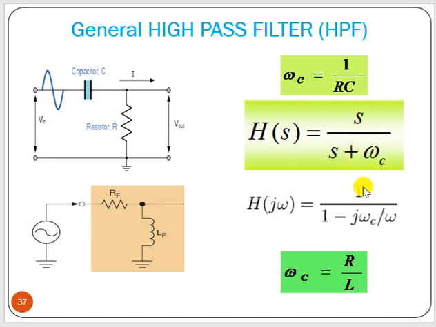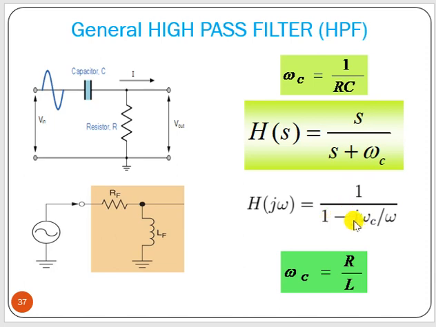So now we can find out this value. If we put S equal to j omega and divide by j omega again, then it will be 1 and 1. Now here we will have omega C divided by j omega. So omega C by omega, and 1 by j, that is nothing but minus j.